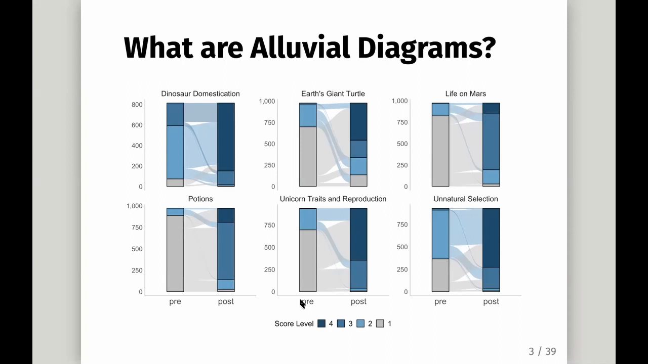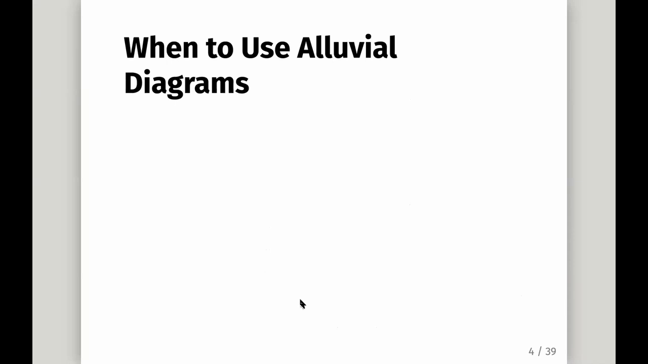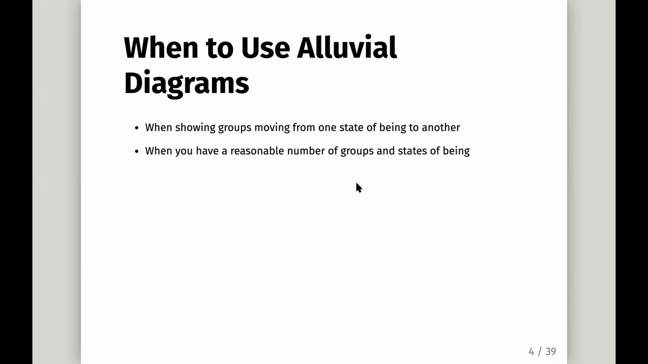The thing to talk about is when to use alluvial diagrams. I think they can feel really cool and you want to use them because they're an interesting, different data visualization style. However, you really want to make sure that your data makes sense for an alluvial diagram. Are you showing groups moving from one state of being to another? I think that's the absolute best use case for an alluvial diagram. A lot of other diagrams don't work as well when they're not actually showing flow from one state to another.